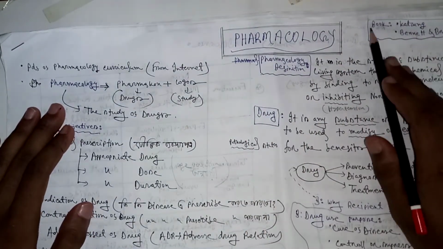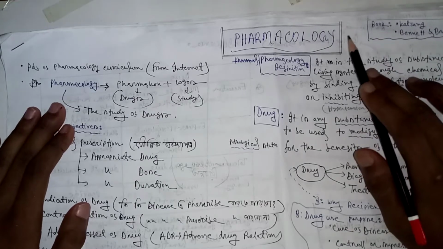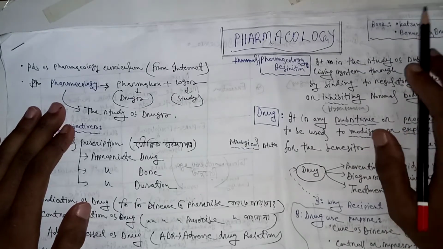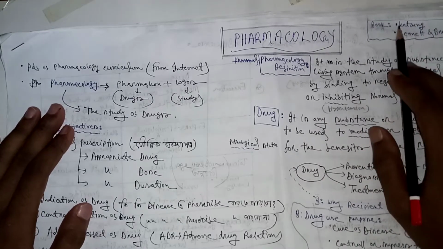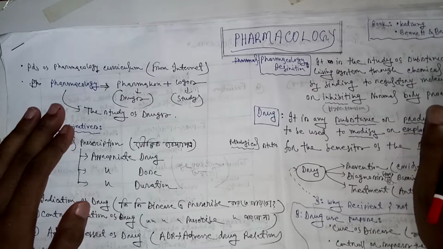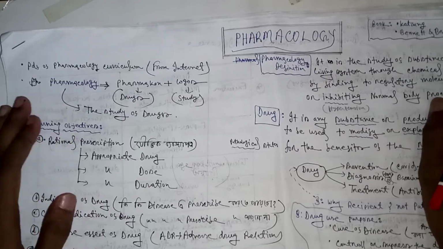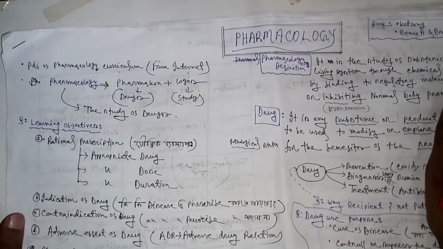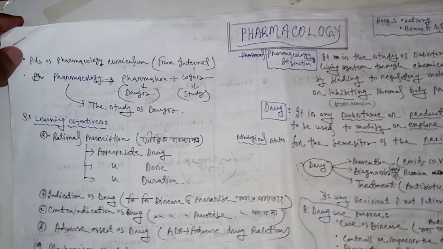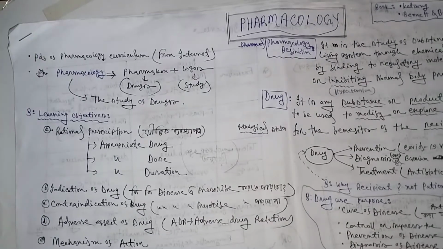The books needed for pharmacology are Katzung and Bennett and Brown. Katzung is more preferable; most of the students follow this and most of the teachers follow this. So at first, what is pharmacology?